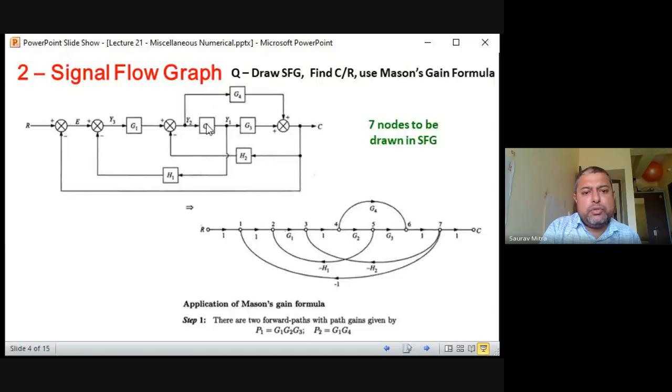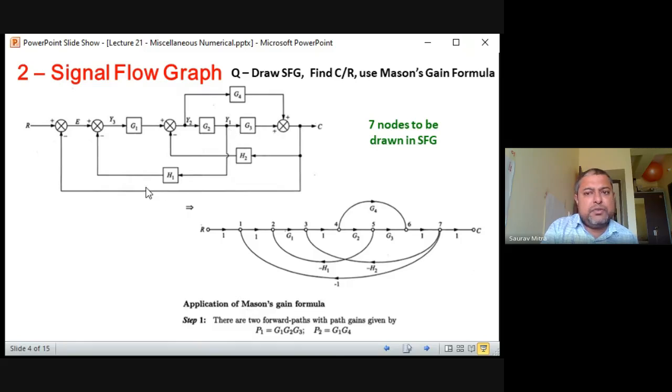From 4 to 6, there is G4. You can number the nodes like this: 1, 2, 3, 4, 5, 6, 7. That will be better. Then node 2 is receiving a negative feedback of minus H1, and that is coming from 5. So this is node 5, this is node 6, this is node 7.